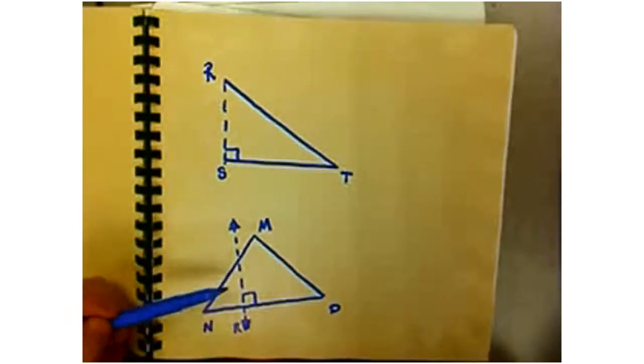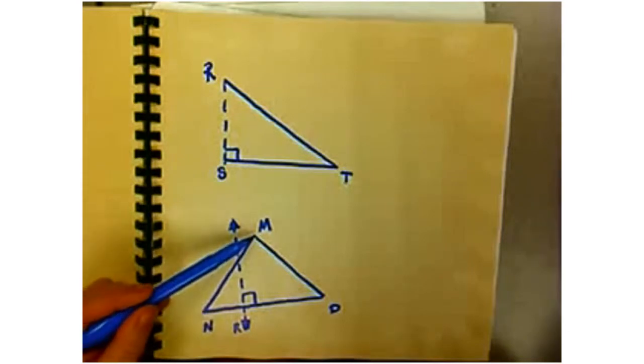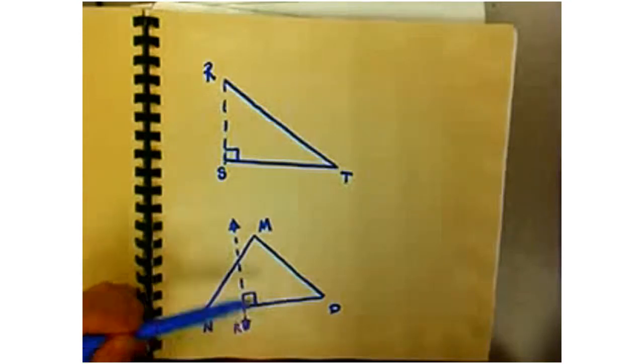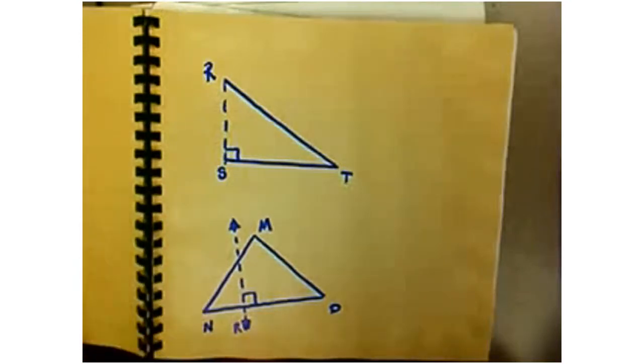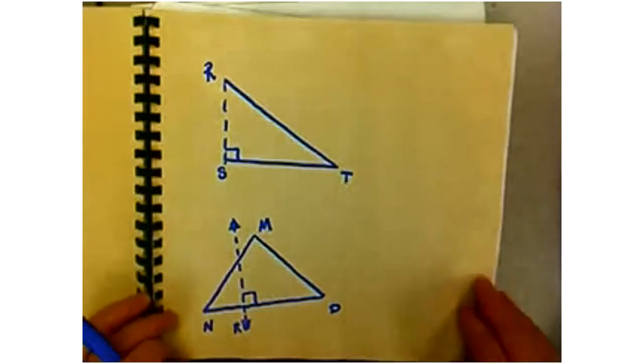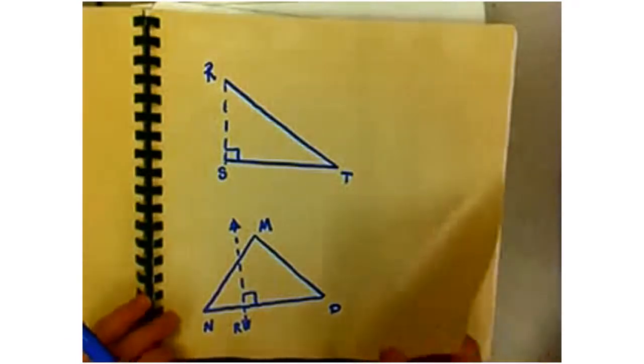It's also a no to altitude because it's not extending from a vertex. It's not extending from vertex M to the side opposite. So this is just a perpendicular line going through our triangle. It's neither a perpendicular bisector nor an altitude.